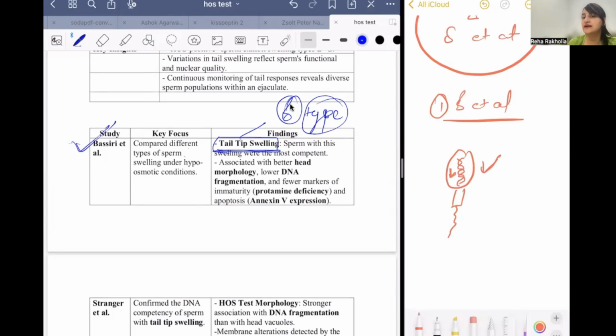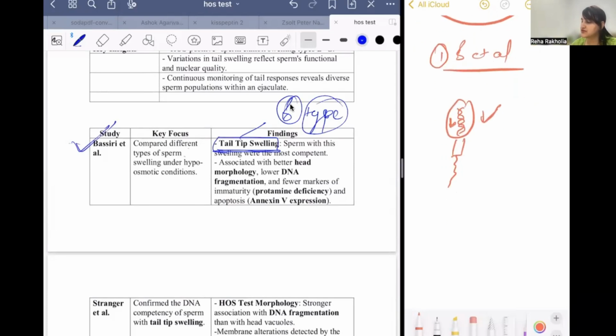That means there was intact genetic material. Fewer immaturity markers, such as reduced protamine deficiency. In these patients, protamine deficiency was less. Protamine is a protein for packaging of the sperm. Protamine deficiency was less in this sperm because we need protamine for sperm DNA packaging.